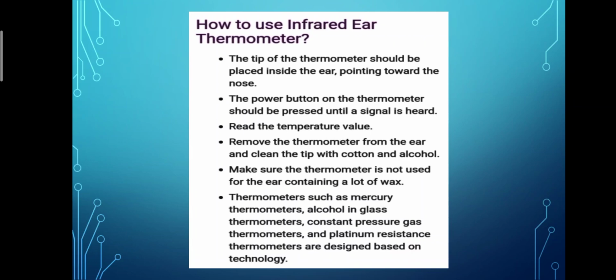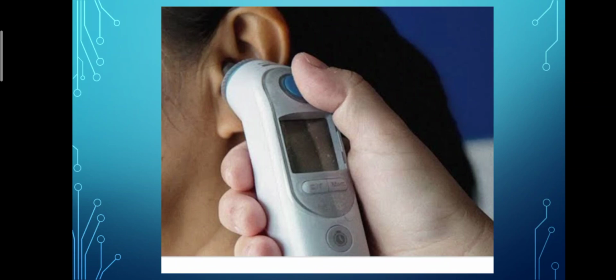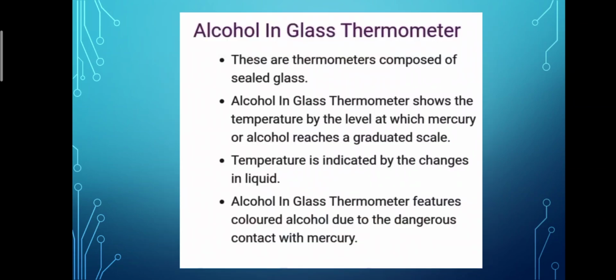Thermometers such as mercury thermometers, alcohol in glass thermometers, constant pressure gas thermometers, and platinum resistance thermometers are designed based on technology. Alcohol in glass thermometer. These are thermometers composed of sealed glass. Alcohol in glass thermometers show the temperature by the level at which mercury or alcohol reaches a graduated scale.